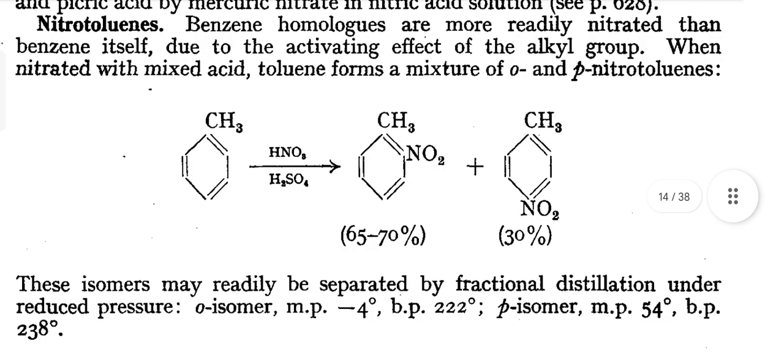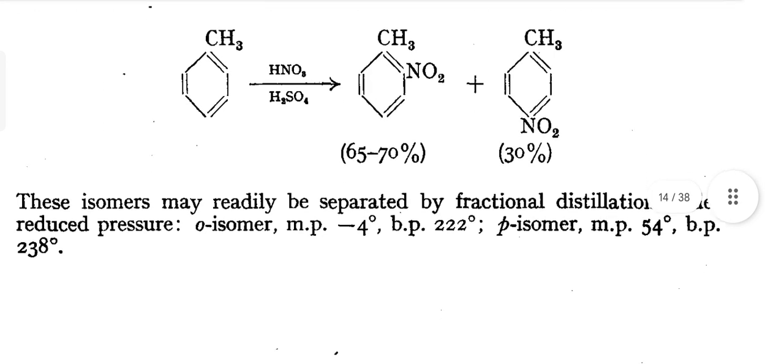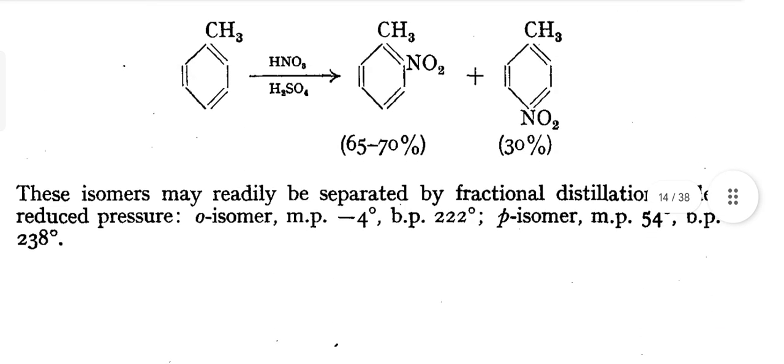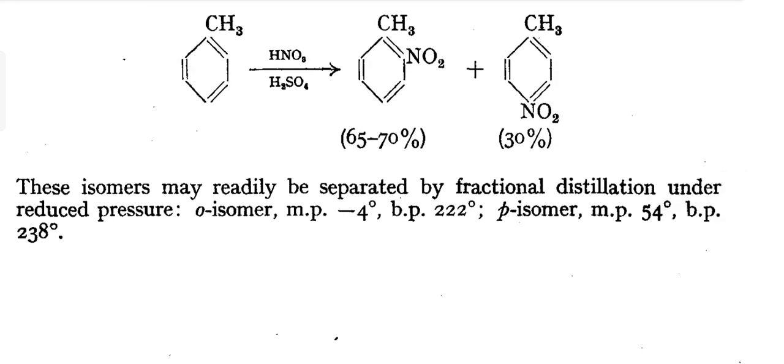Nitrotoluenes. Benzene homologues are more readily nitrated than benzene itself due to the activating effect of the alkyl group. When nitrated with mixed acid, toluene forms a mixture of ortho and para nitrotoluenes. These isomers may readily be separated by fractional distillation under reduced pressure.